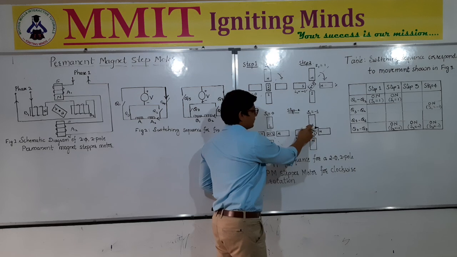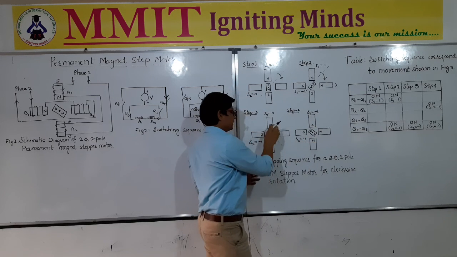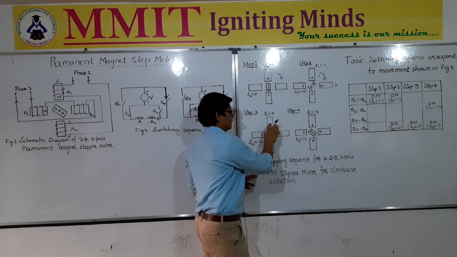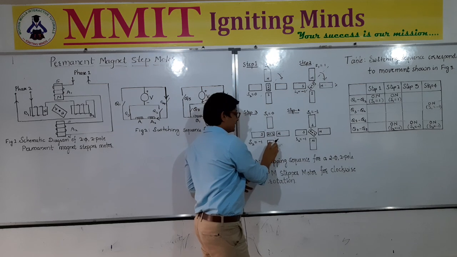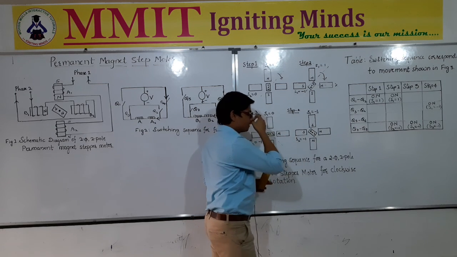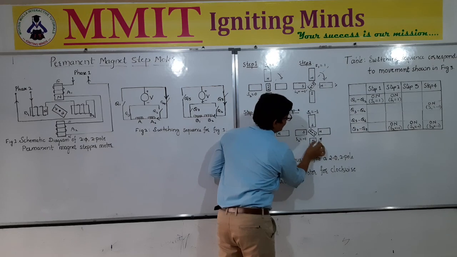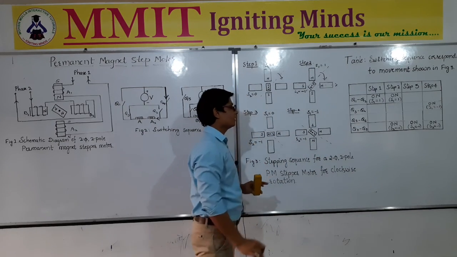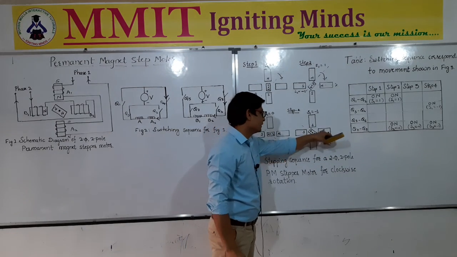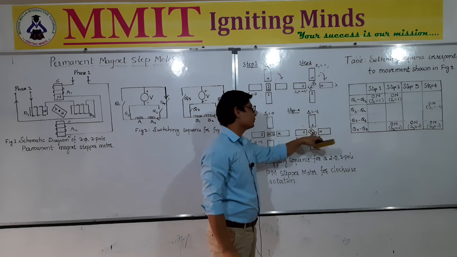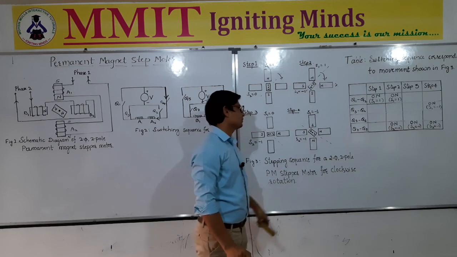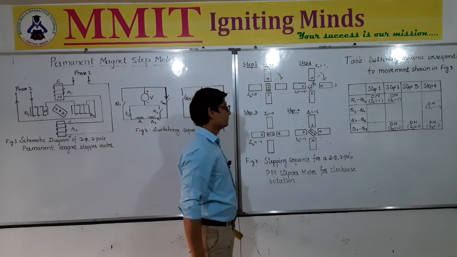So now south is on the upper side and north is on the upper side. Here I just remove it because actually here there are no poles. In the next step these poles are created, therefore the permanent magnet is now aligned in this particular resultant axis between these two north poles or these two south poles. So you can take it in any way. Okay, so it is rotating in the clockwise direction only.